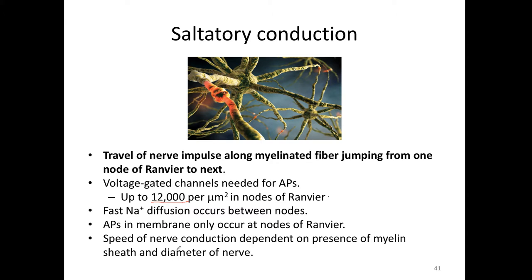So the speed of nerve conduction is dependent on, again, the presence of myelin and the diameter of the nerve. So more myelin and bigger diameter equals faster conduction. The reason it's called saltatory conduction is because saltatory means movement by jumping. So because the potential jumps from node to node, we call it saltatory. So here's what this looks like.